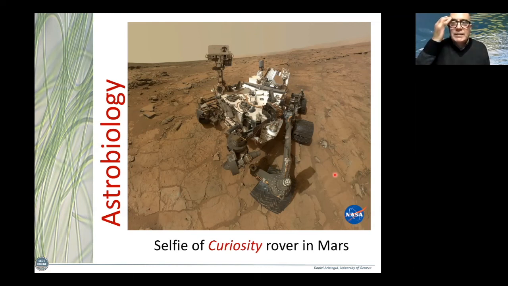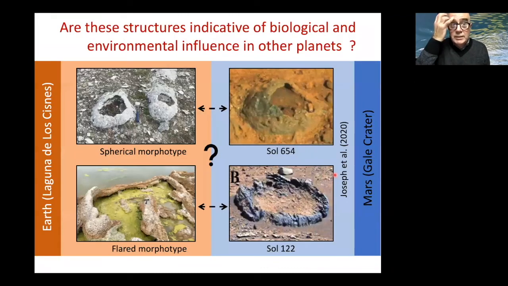And I would just like to leave you with this picture, which is a comparison of the Laguna de los Cisnes, the last example that I showed you, and the structures and spherical and flare morphotypes that we found there, which look really very similar to what we see in these images provided by the recent and ongoing study by Curiosity on Mars.